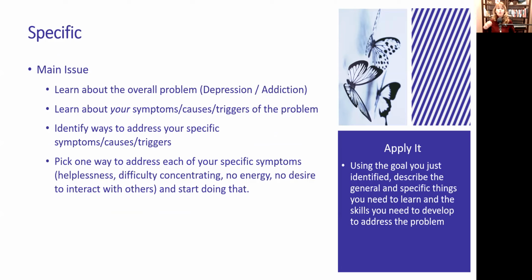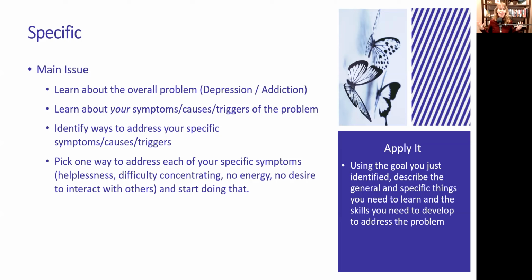The next thing that comes with specific is what we do. And I was taught this by an auditor many, many years ago, and it stuck with me forever. The first thing that we need to do is learn about the overall problem, whether it's depression or addiction or relationship issues. That is a vast quantity of information. We need to learn about, for example, addiction in general. What causes it, what treatments are available, yada, yada, yada, what symptoms people have.